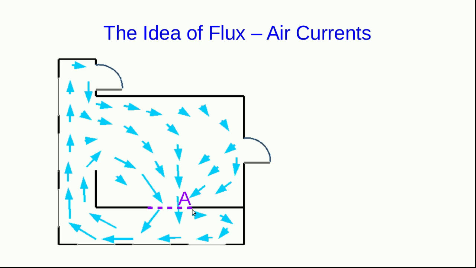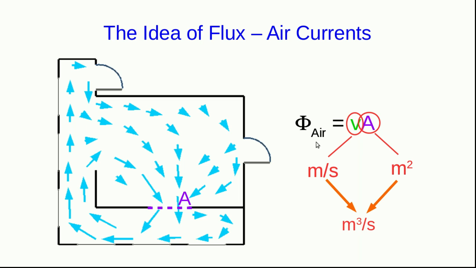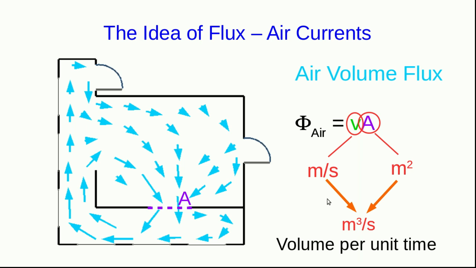So the doorway has some area A, and clearly the flux of air through it must depend both on the speed of the air going through the door and the area of the doorway. And the units will tell you what this is a measurement of. That speed is in meters per second and the area is in square meters, and so overall this flux is in cubic meters per second. So it's clearly telling us about the volume of air per unit time that is flowing through the doorway.